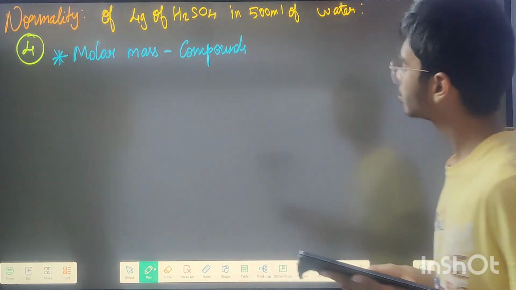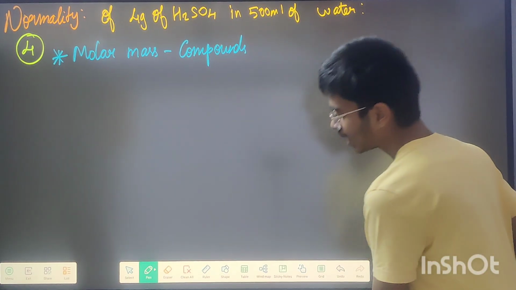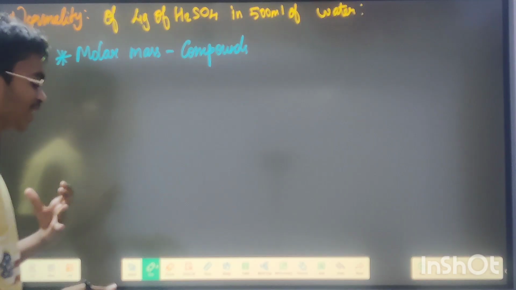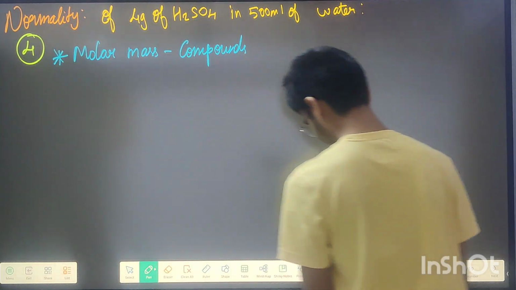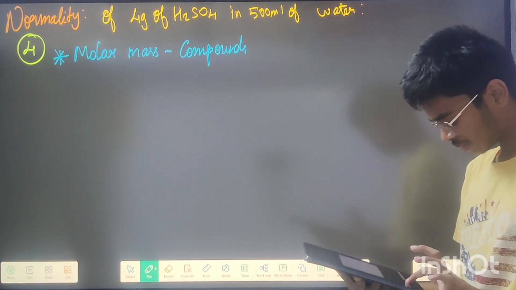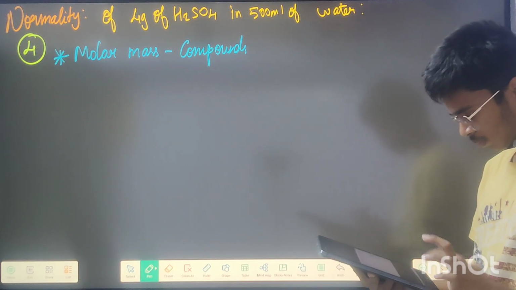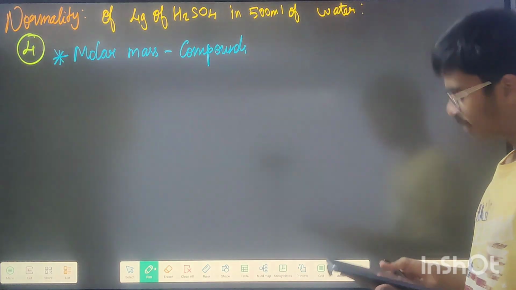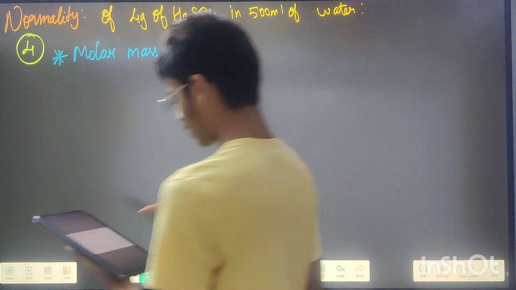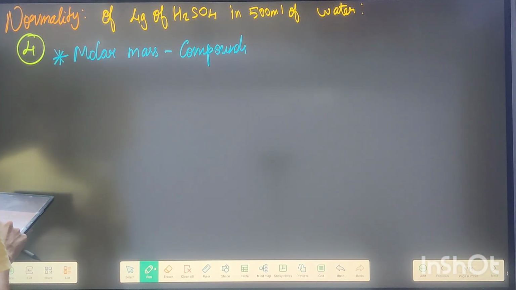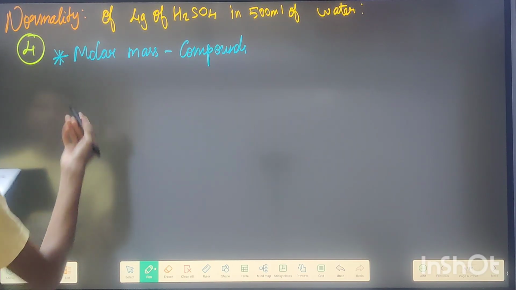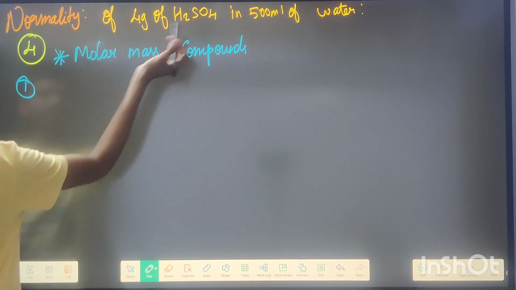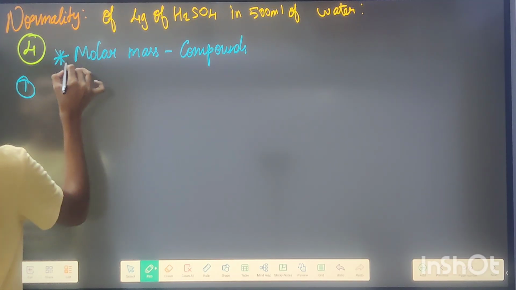So first I will tell you how to calculate this one, then in a separate video, if I can, I will tell you what is normality, or shall we see it now itself? We shall see it now itself. See, I will write the first 4 steps first. The first step is to find the molar mass.